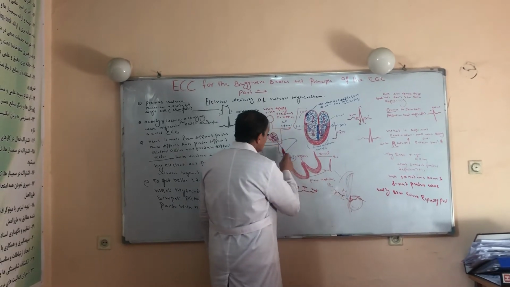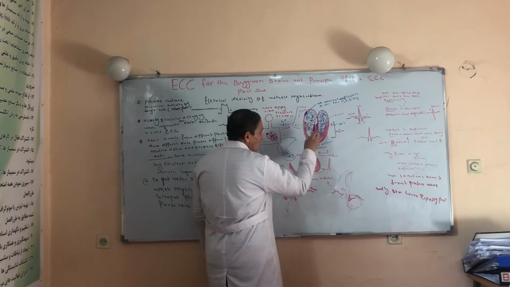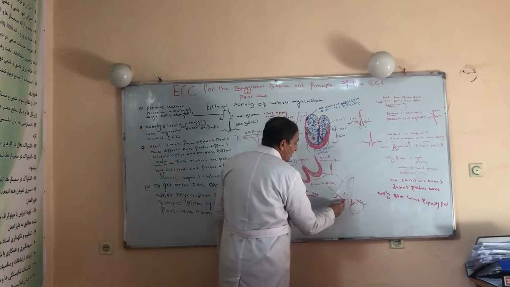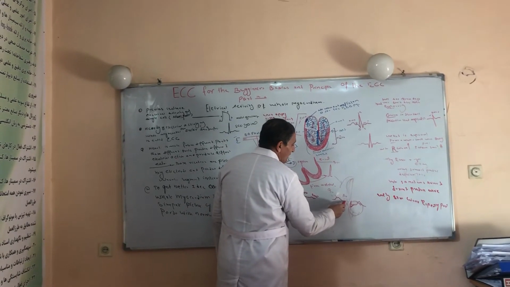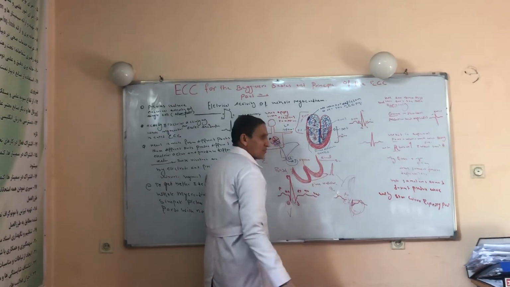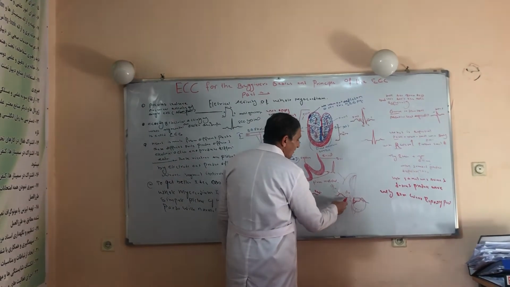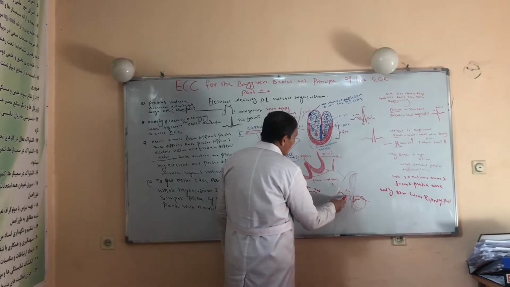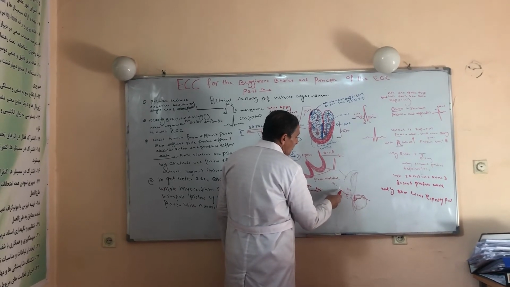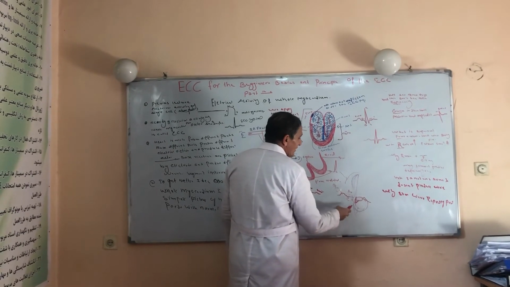After the atrial depolarization, the electrical impulse goes to the AV node, and the AV node produces a straight line, which is called the PR segment. The PR segment represents the conduction of the electrical impulse from the atrial tissue into the ventricular tissue.